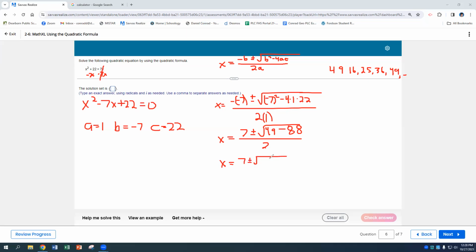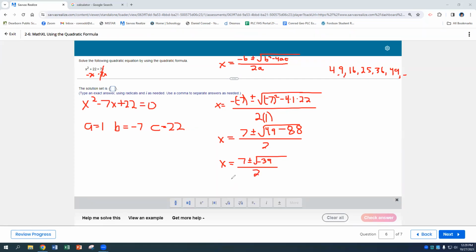So we're going to get 7 plus or minus, let's see, 49 minus 88. That's going to be 39. Okay, sorry, this should be -39, right? 49 minus 88 is -39. So if we have square root of -39, we're going to split that up into square root of -1 and square root of 39.